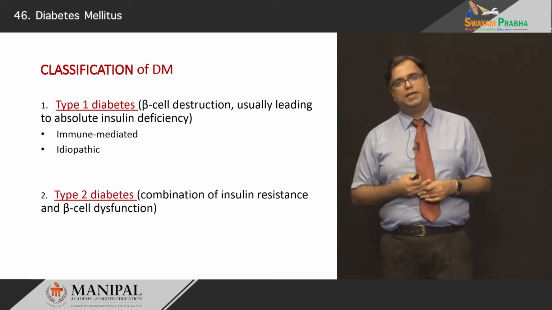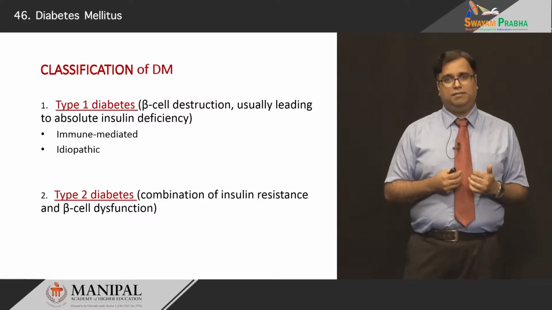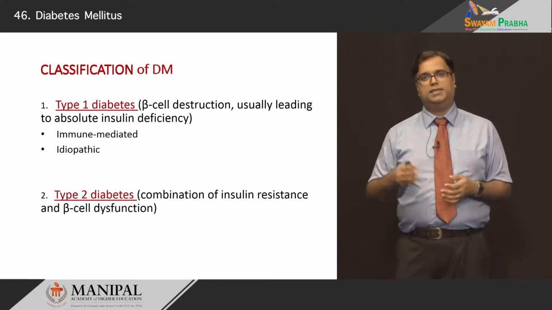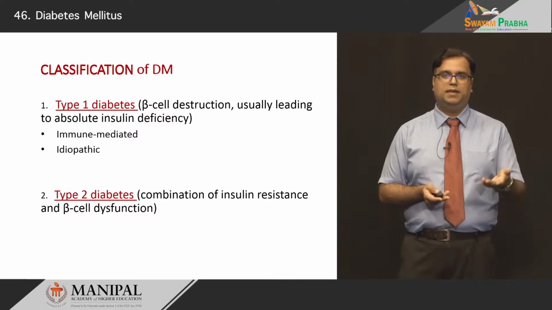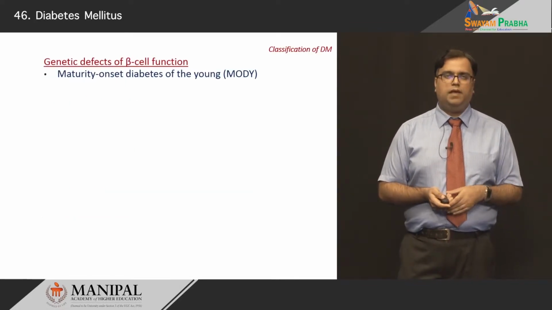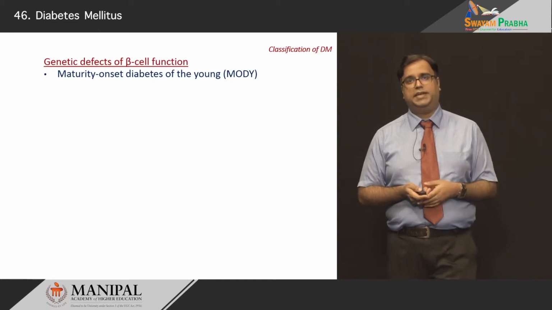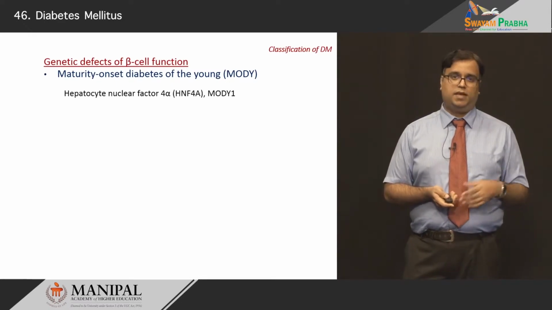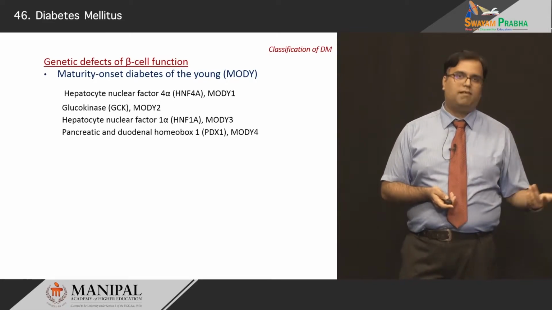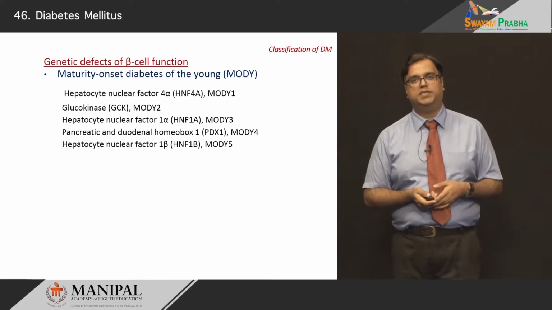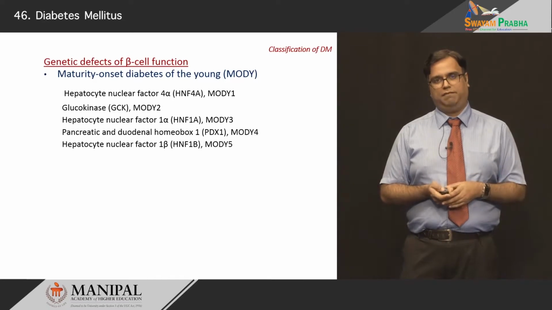In contrast, you have your type 2 diabetes mellitus, where the sentinel events are either insulin resistance, or a beta cell dysfunction, or a combination of both. We will discuss all these entities a little later in the ensuing slides. Now, you can further break these down into many types. Inherent genetic defects of beta cell function, such as MODY, maturity onset diabetes of the young. You have any of these nuclear transcriptional factors which are defective because of some genetic mutation. As seen on the screen, you have MODY1 to MODY5 based upon what is defective.